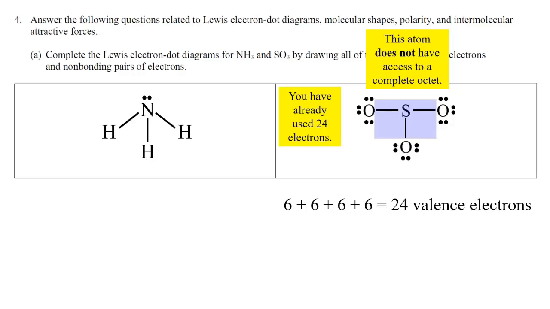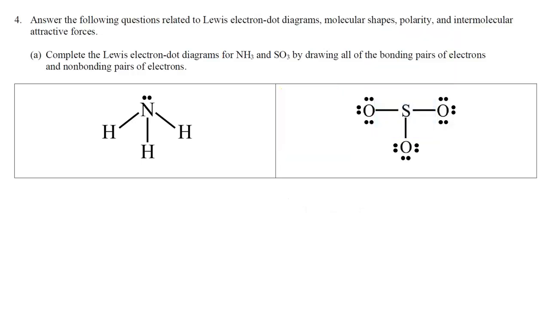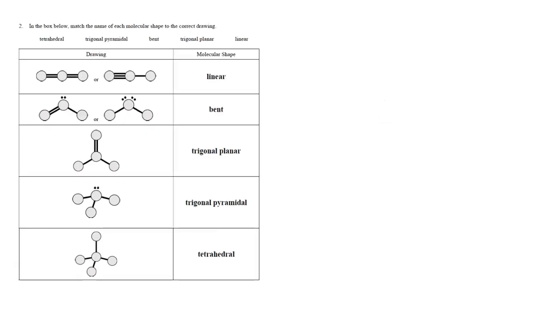So like I did earlier with the CO2 molecule, where I didn't have enough electrons to complete the octet for carbon, I had to make a double bond as part of that process. Same situation here. For SO3, I'm going to go ahead and move a pair of electrons from one of the oxygens to create a double bond.